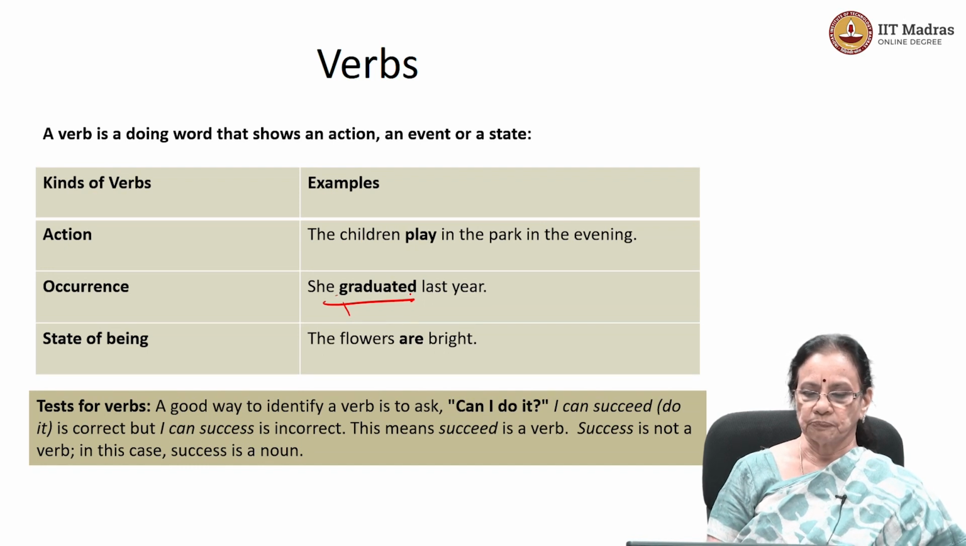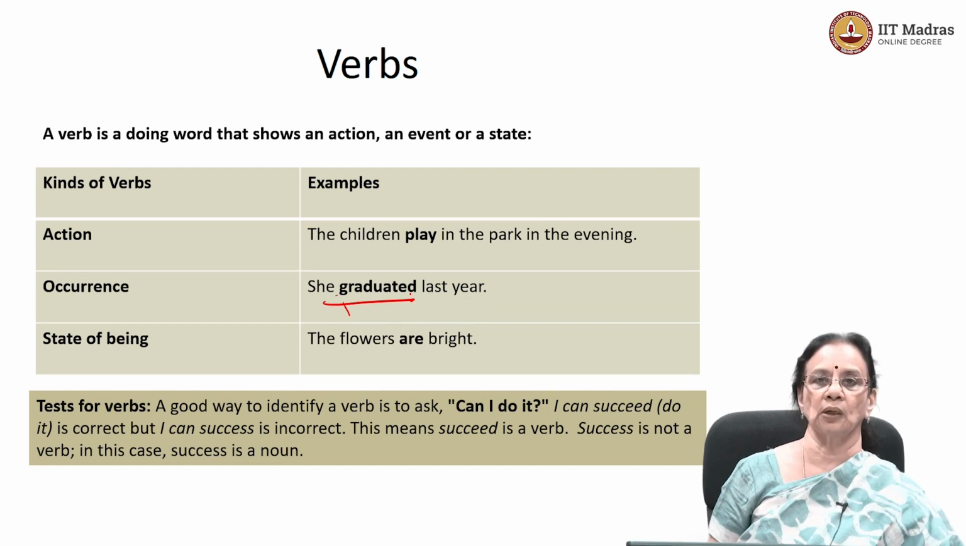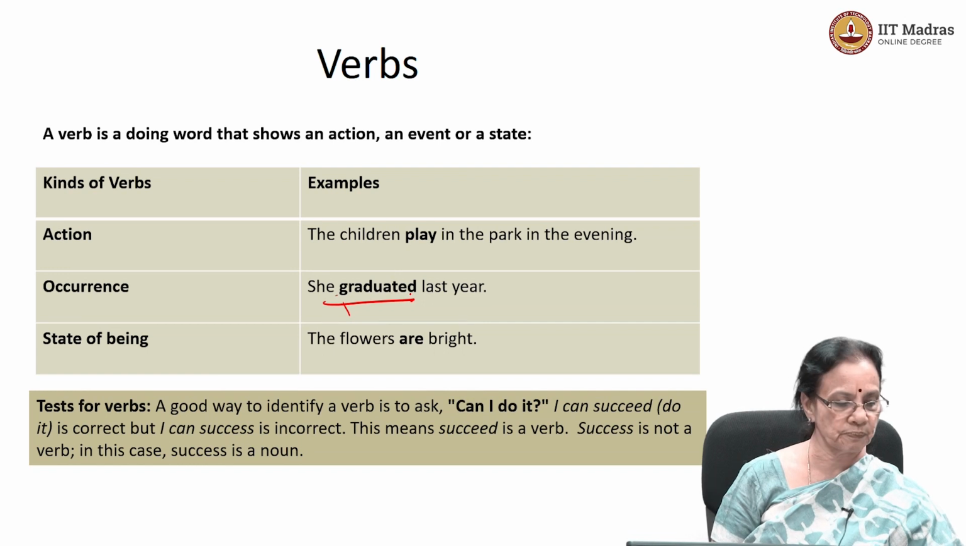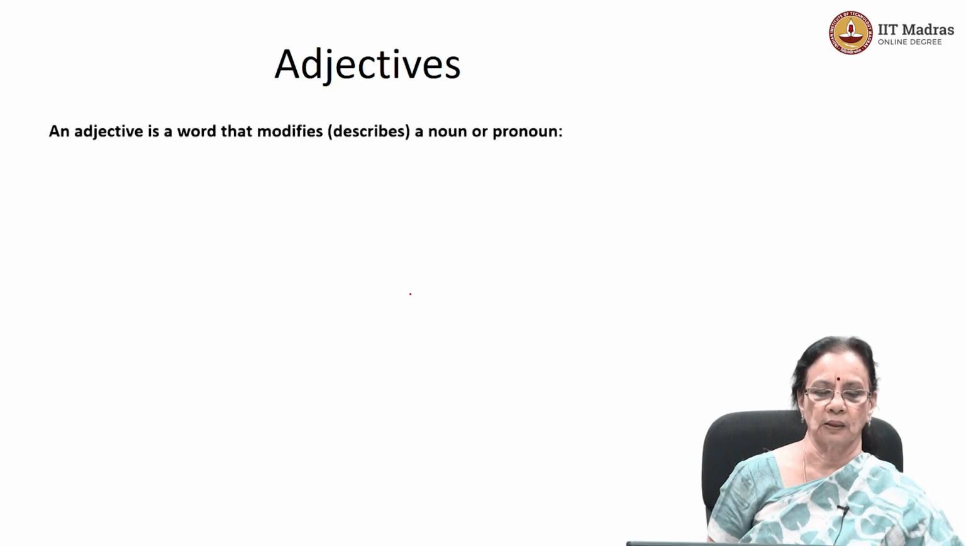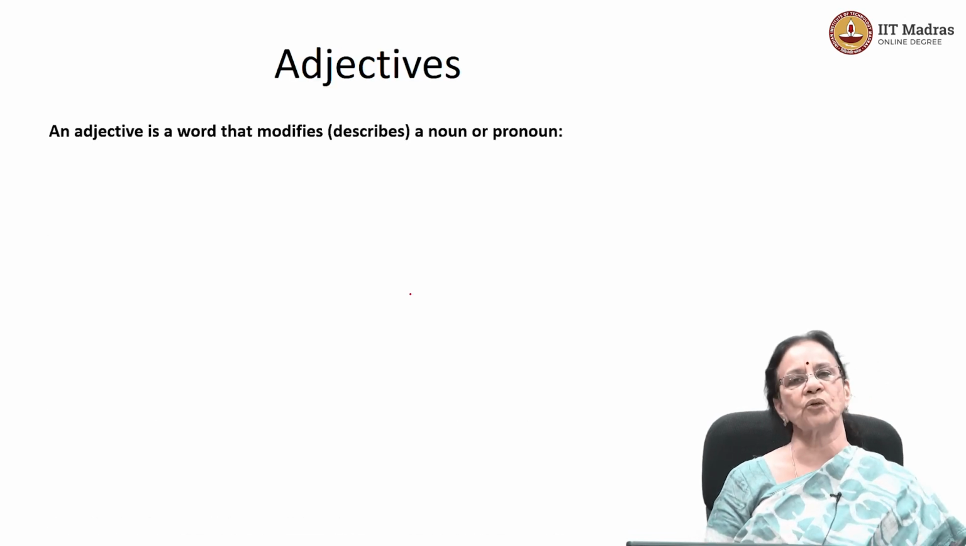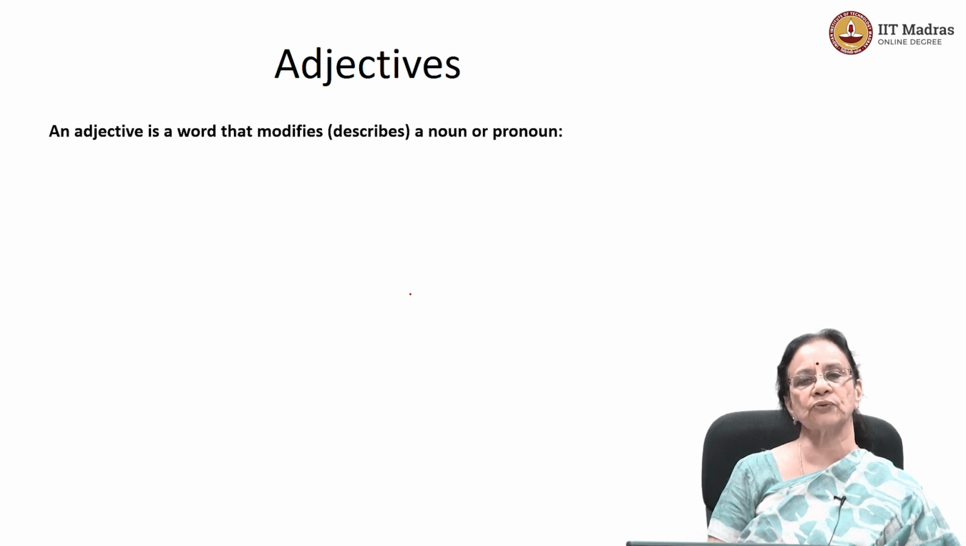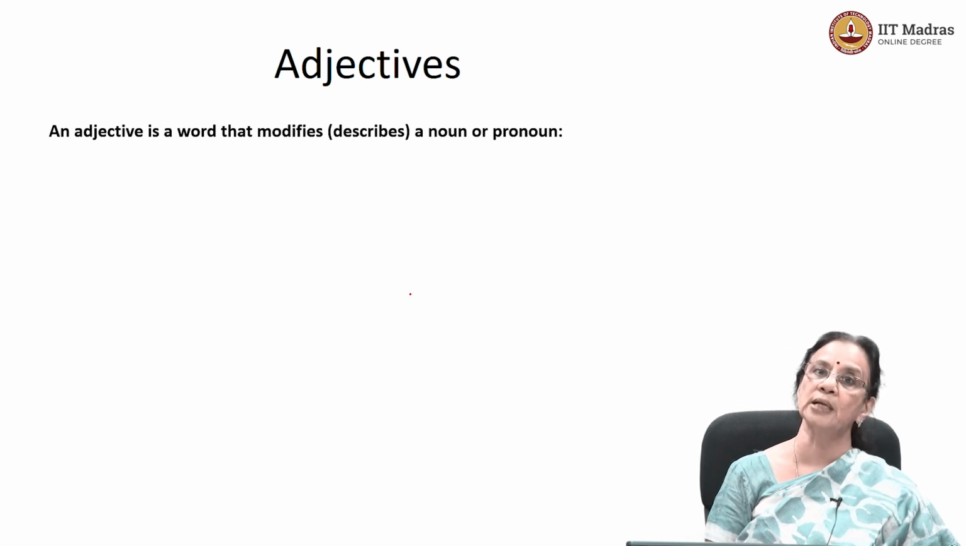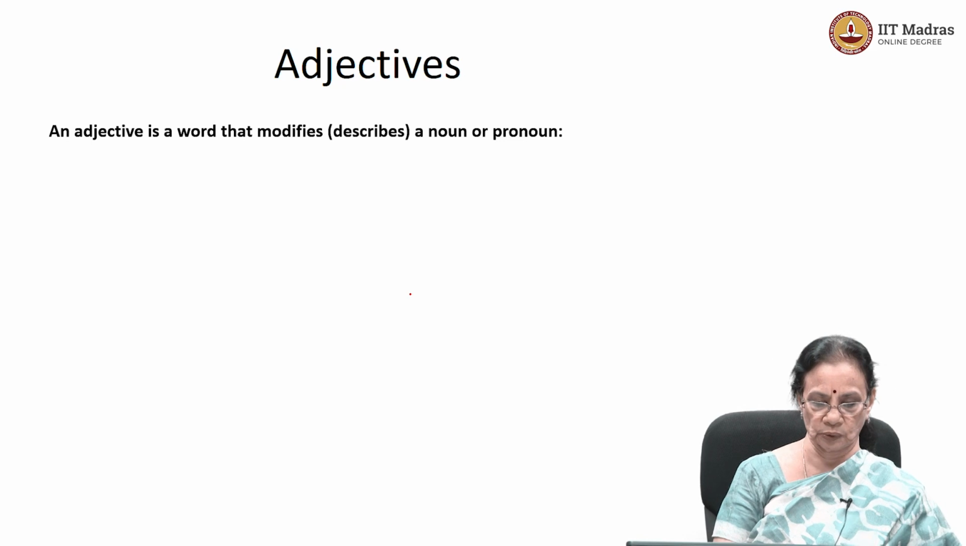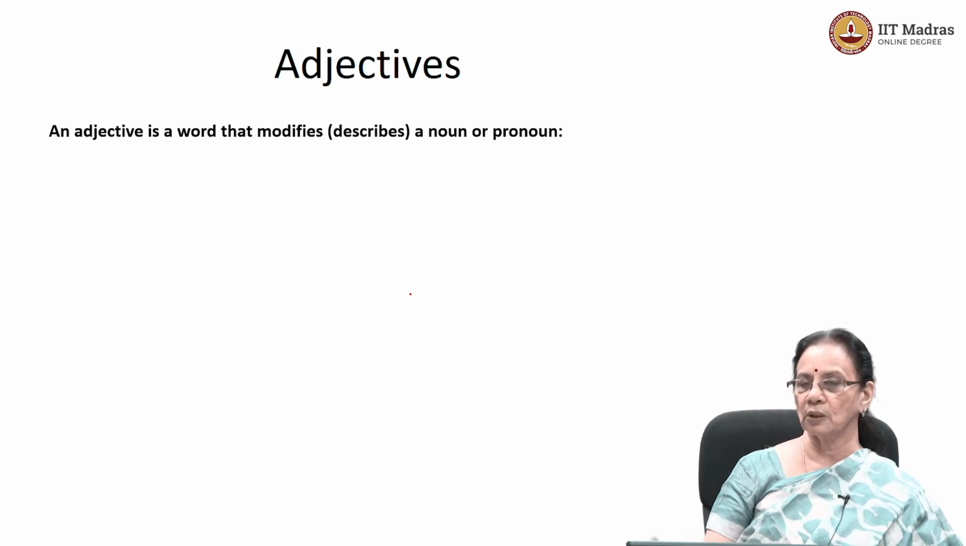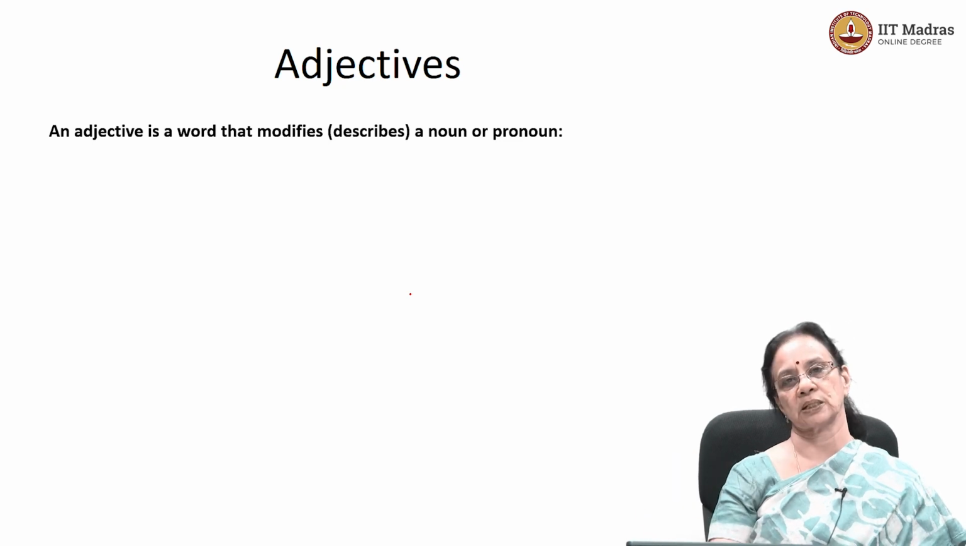And let us move on to the next part of speech. They are the adjectives. Now, what is an adjective? An adjective is a word that modifies a noun or a pronoun. In fact, adjectives add color, they add life, they add more meaning to the English language.